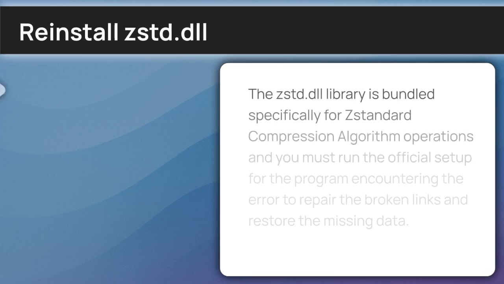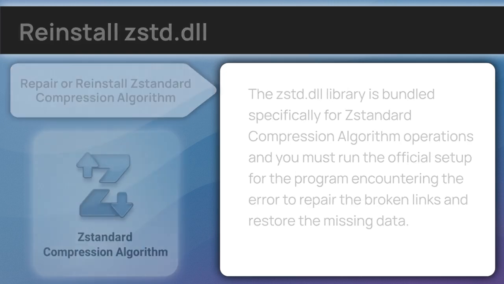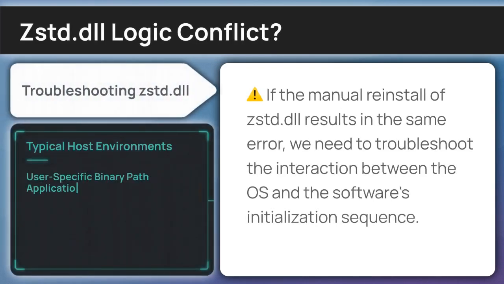The Zstandard Compression Library DLL library is bundled specifically for Zstandard Compression Algorithm operations, and you must run the official setup for the program encountering the error to repair the broken links and restore the missing data. When the primary installation path fails, a more surgical approach to checking your system's environmental variables is required.